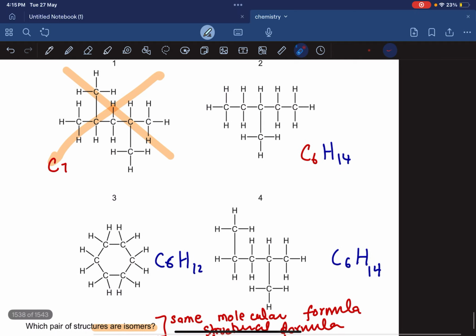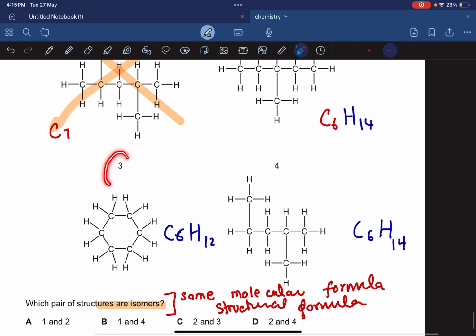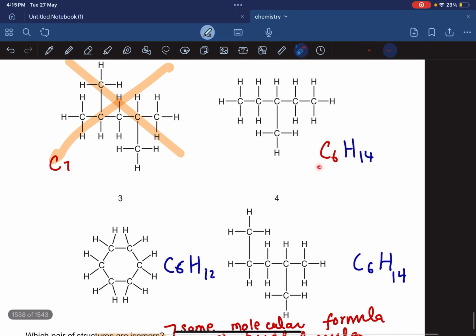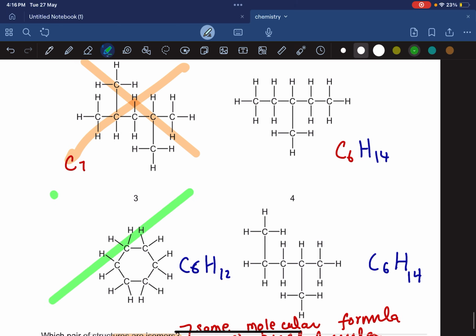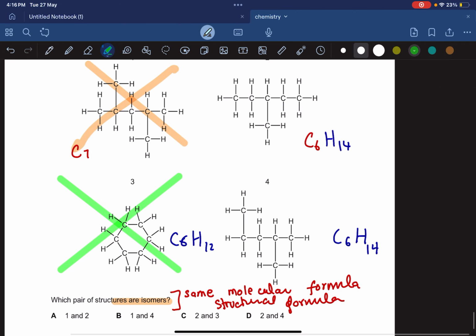Now comes a different concept over here. One thing we know is that 3 cannot be an isomer of this or this because they have different molecular formulas. This is C6H14, this is C6H12. 14 and 12, this is a different molecular formula. So now we cross out another option, which is option number 3. So we're left with only 2 and 4. So obviously it has to be D, but let's understand why it's D.